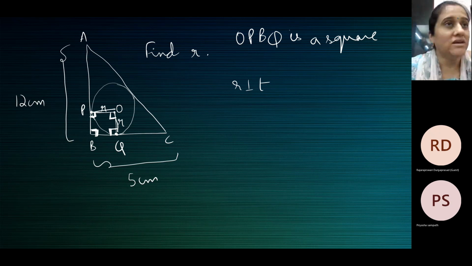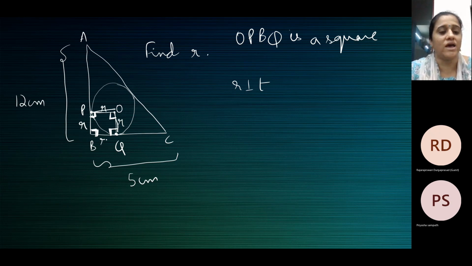Why is it a rectangle? Because every corner is a right angle. And when can a rectangle be called a square? When adjacent sides are equal. So OP is equal to OQ, radius, or BQ is equal to BP, tangents from the same external point to the circle. So this one is a square. Now all sides are equal, because it's a square.